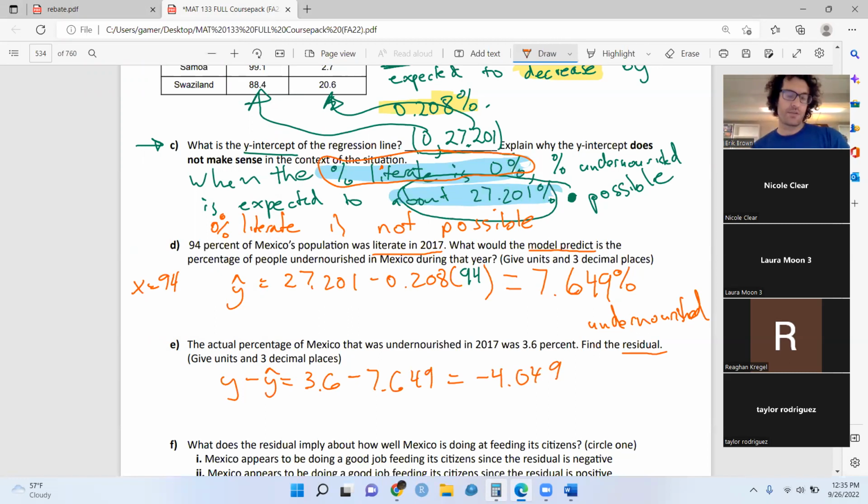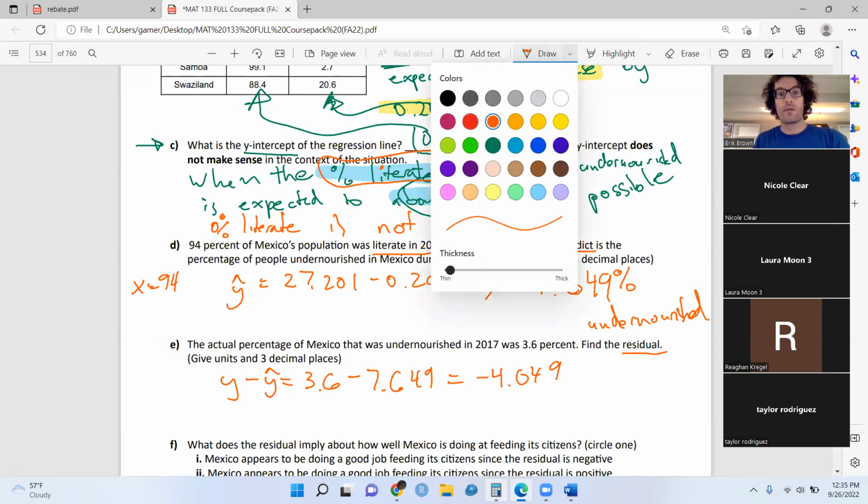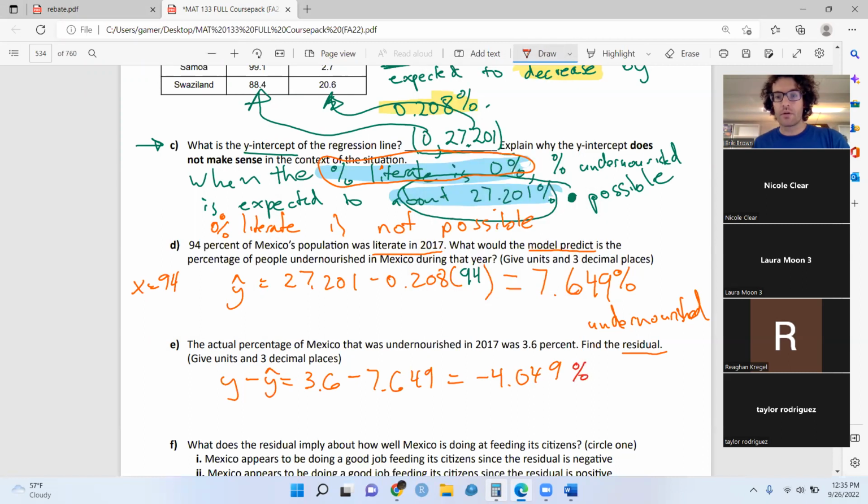The units on this residual, by the way, are the same units as the Y value. And I know I'm speeding up a little bit, it's for the sake of time. I shouldn't have written the answer so soon. I should have let you all try it.